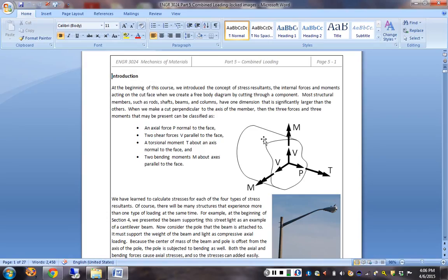Oh, I didn't bring my noodle again. But you've got bending the way we've thought about it. You've got bending front to back. And then the third one actually ends up being a torsion, a twist along the long axis.